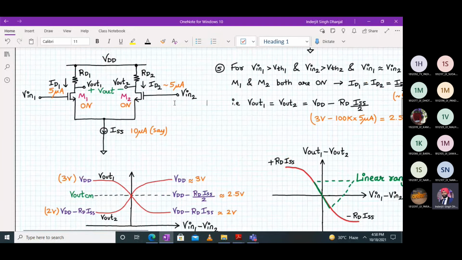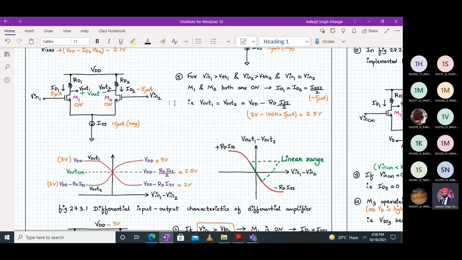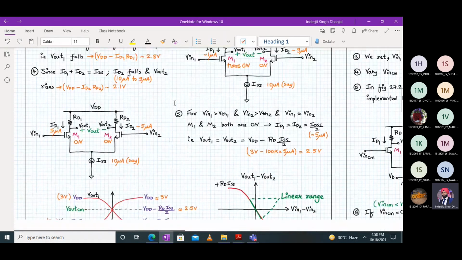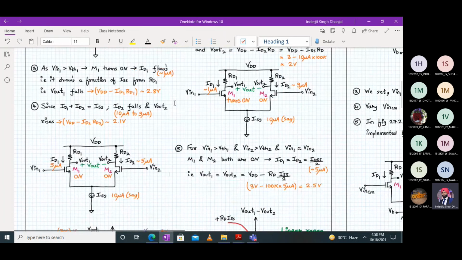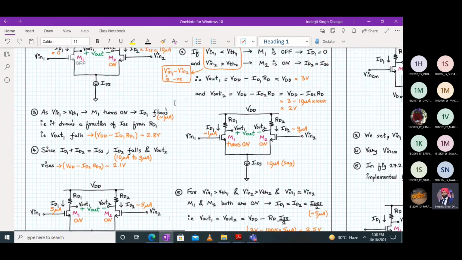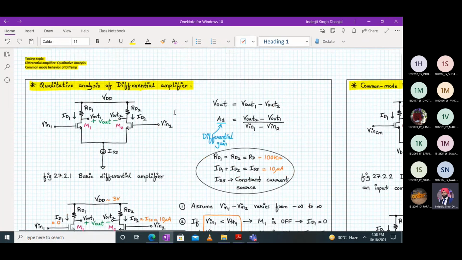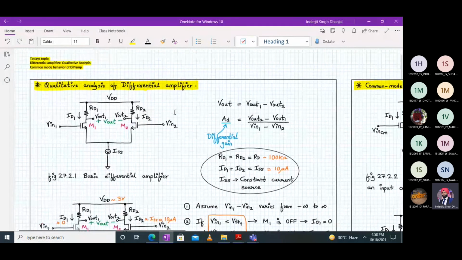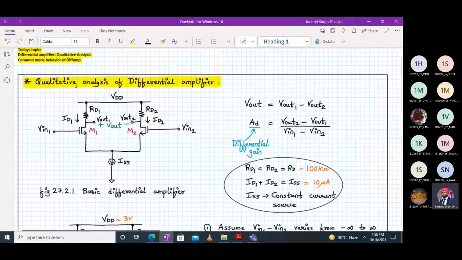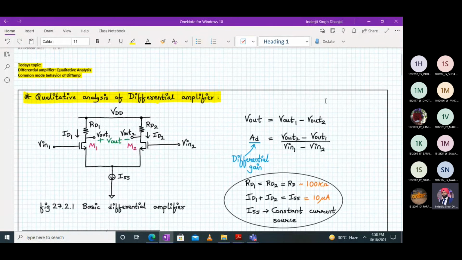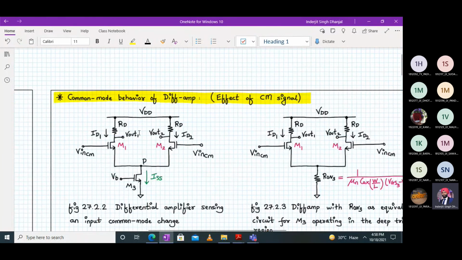If no, then I think it's already 4:58. We will stop over here and then continue tomorrow on the common mode behavior of the differential amplifier. There's no point starting a new topic at the last minute. So we will only complete this qualitative analysis of the differential amplifier today. And in tomorrow's session, we will continue with the common mode behavior of the differential amplifier.